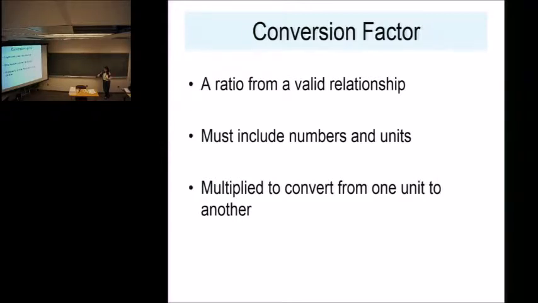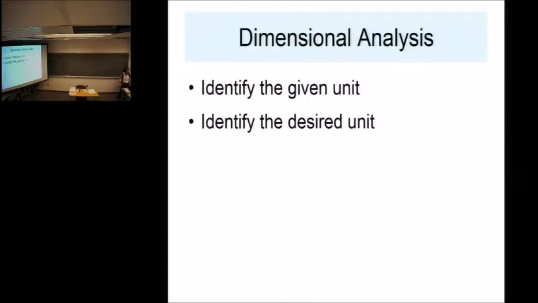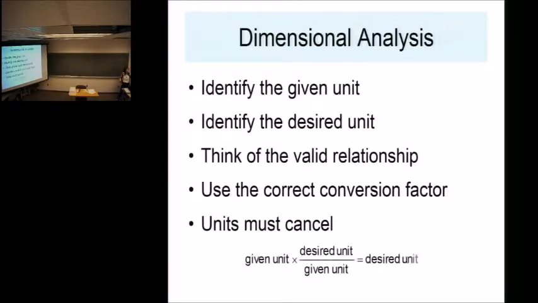Okay, so the units must cancel. So we multiply them together and the units must cancel. So how do we do this? We identify the given unit, the days, and come up with the conversion factor where the units are canceling. That's all there is to it.